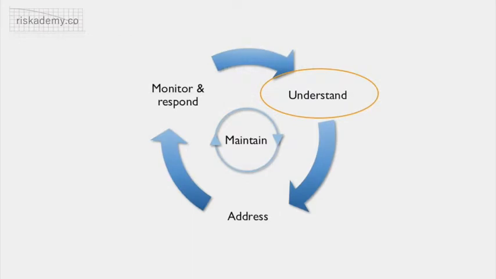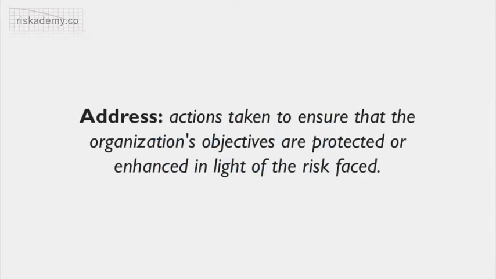The first phase of the risk assessment system is designed to ensure that we understand the risks the organization faces. In the second, we address those risks to ensure that appropriate action is taken to minimize downside risks and exploit any upside risks. In this context, we define address as any actions taken to ensure that the organization's objectives are protected or enhanced in light of the risks faced.